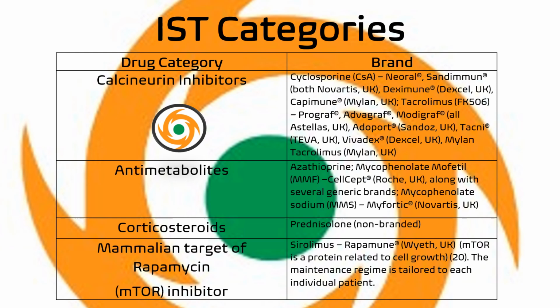was either Neoral, which was a sort of more novel formulation, and cyclosporin A or CSA being the actual drug name, and then Sandimmune used to be referred to as another name for another formulation. This overview around the IST categories lists out the different categories against the different brands of therapeutics.